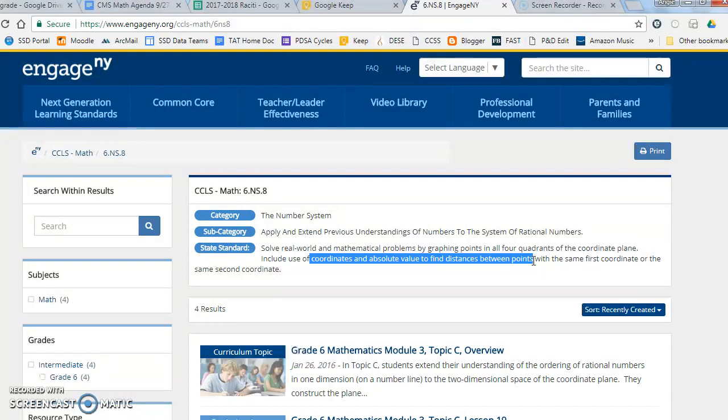So if I was thinking about readiness, these would be the 3 areas that I would focus on with my kids: graphing in quadrant 1, graphing in all 4 quadrants, and then finding the distance between. Another skill you may want to consider is just graphing on the x-axis.